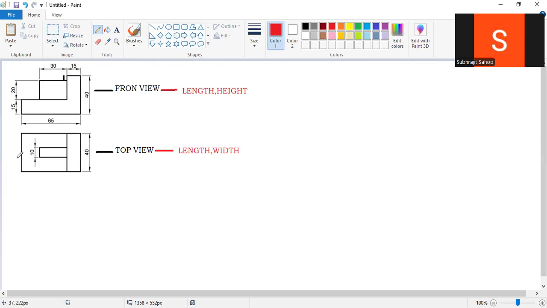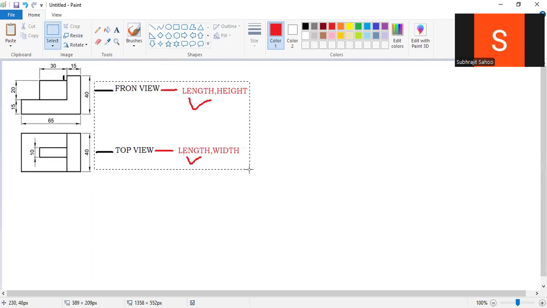Sir, in the top view, observe this top view. This is the length, but it is not written here. You have to take 65 here. So the length is 65, and this is what? Don't think this is height. This is the width only. Width is how much? 40. And here a small block width is also given, 10. So this top view contains length and width, and this front view contains length and height. These things are very important. You need to remember. Now, sir, I will start drawing.